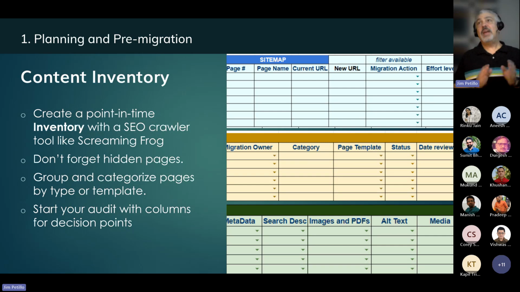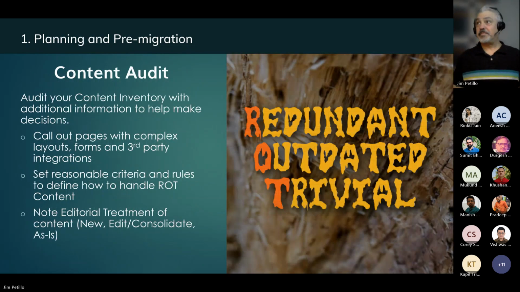So once you've got that going, categorize pages by your type or template so you can edit the sheet fields for your different properties in bulk. And then start moving into your audit with columns for decision points. Only include the data that you feel is going to help you make decisions, like the number of page views from analytics to determine how popular a page is, or the last updated or published date to determine how fresh or relevant that content is.